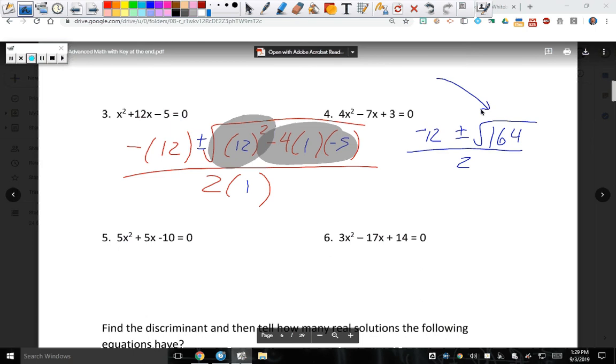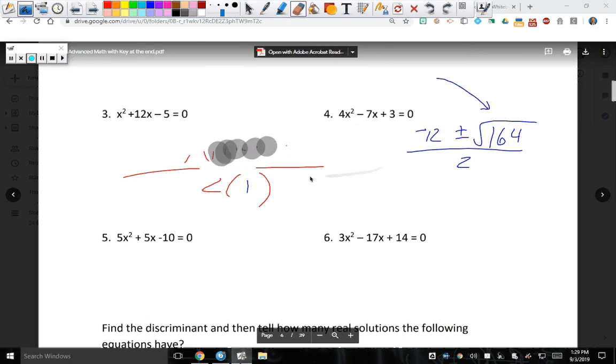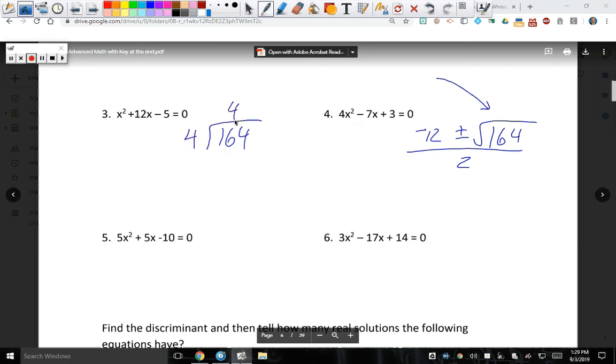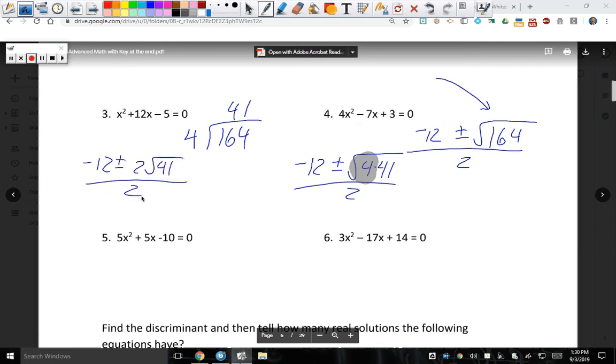So let's try 4. We divide a 4 out, and we know that 16 and 4 is going to give us the 41. So negative 12 plus or minus the square root of 4 times 41 all over 2. What will this come out as? A 2. So we have negative 12 plus or minus 2 root 41. Guys, is 41 prime? Yeah, 41's prime. You can't divide anything other than 41 and 1.